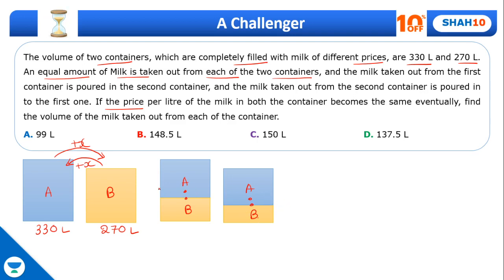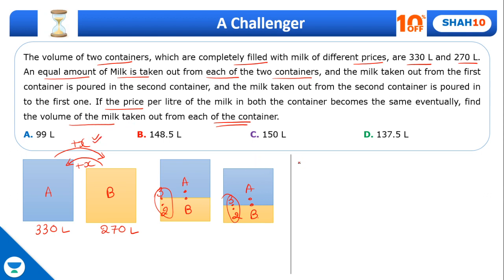So for example, in the first container, if you have A and B in the ratio 3:2, so in the second container also it should be in the ratio 3:2. I'm just taking an example. This is not necessarily true. Okay, but then the ratio, or you can say the proportion of both the liquids should be same in both the containers, right? Now we need to find out the volume of milk taken out from each of the containers. That means we need to find out this value of X. Now let's see how to solve this question.